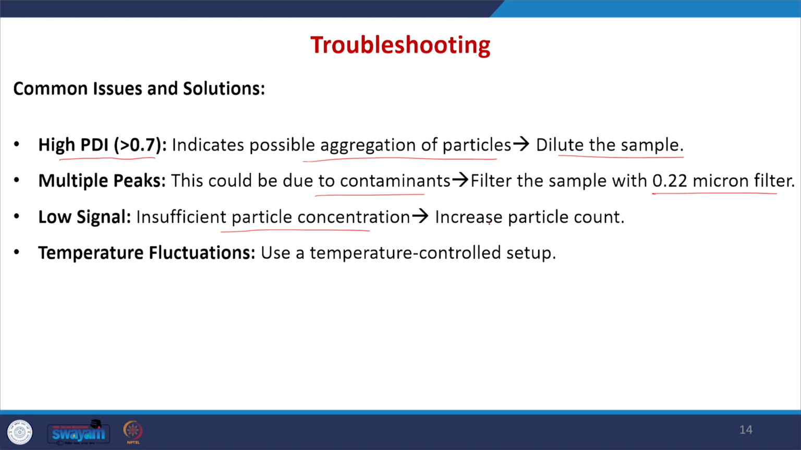And the fourth one is temperature fluctuation. If there is a temperature fluctuation, you can use a temperature control setup. By using this, you can overcome the common issues in DLS analysis. I hope you got an overall idea about DLS analysis. Now we move on to zeta potential analysis.